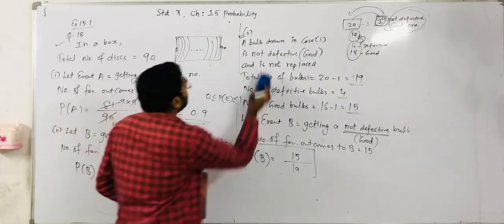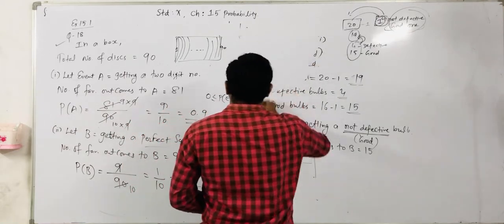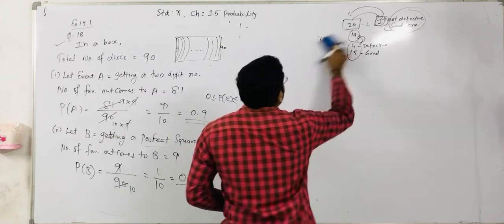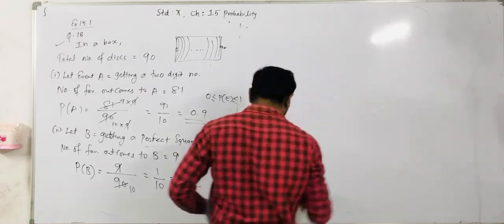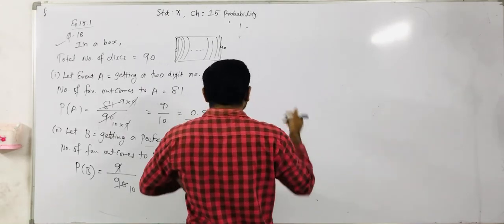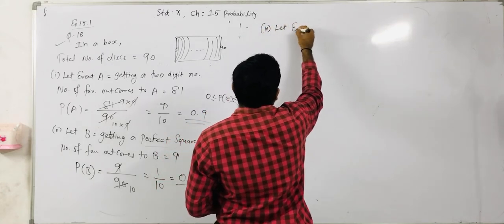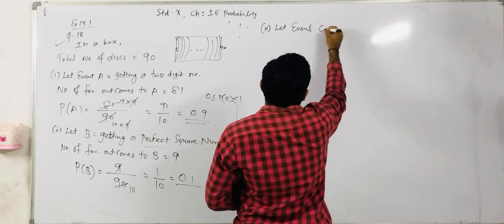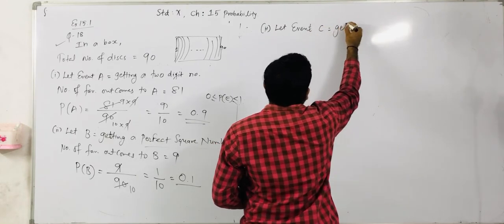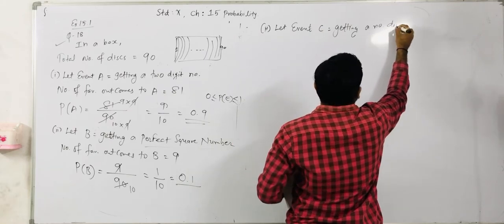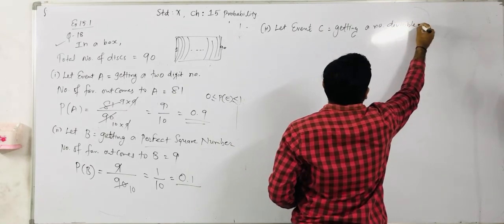And here the third question is also given, which is a number divisible by 5. So let me take the event C: getting a number divisible by 5.